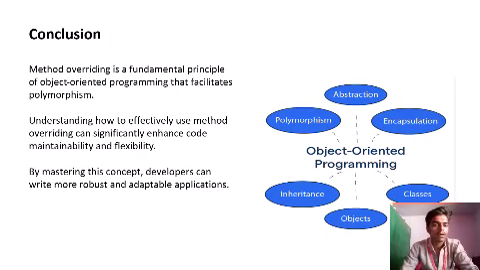Conclusion. Method overriding is a fundamental principle of object-oriented programming that facilitates polymorphism. Understanding how to efficiently use method overriding can significantly enhance code maintainability and flexibility. By mastering this concept, developers can write more robust and adaptable applications. Object-oriented programming: polymorphism, abstraction, encapsulation, inheritance, objects, classes.